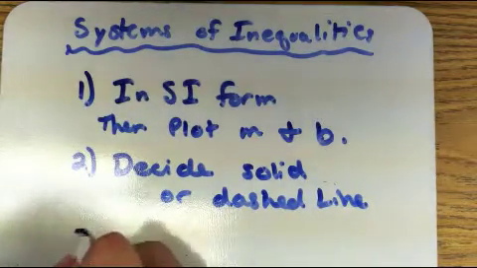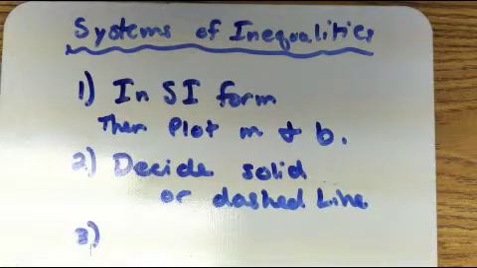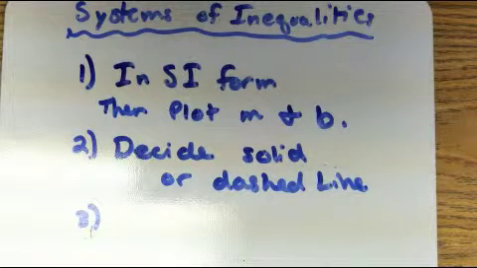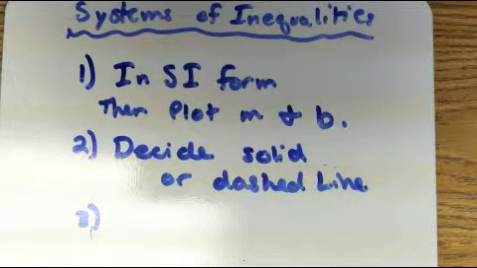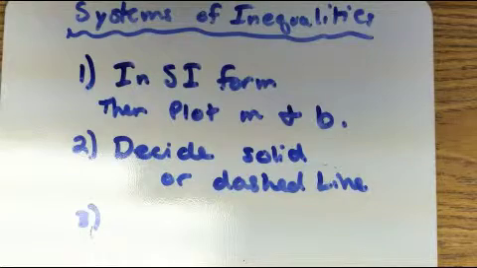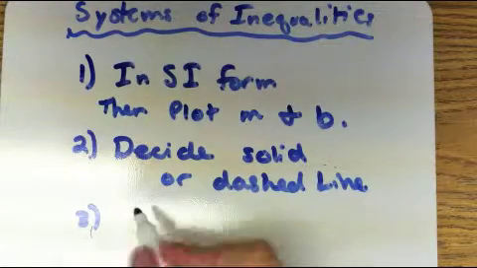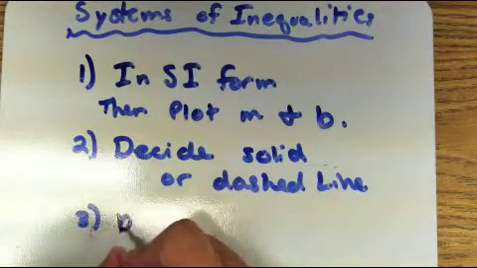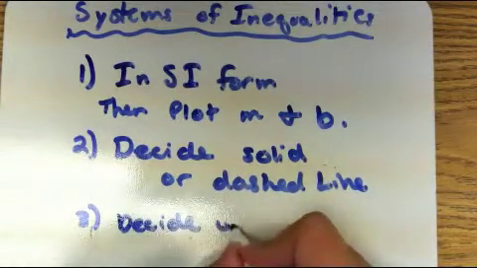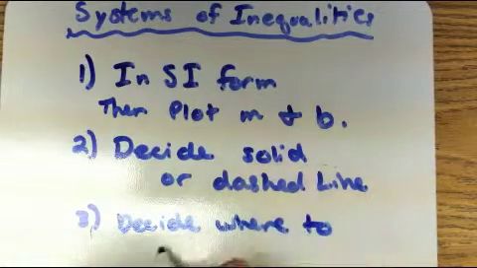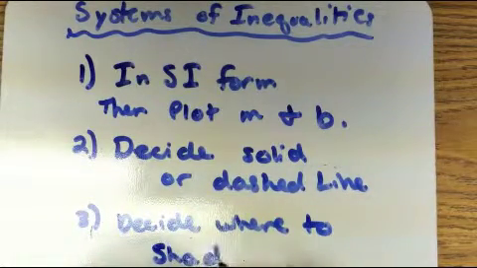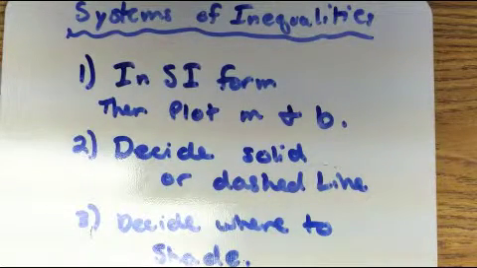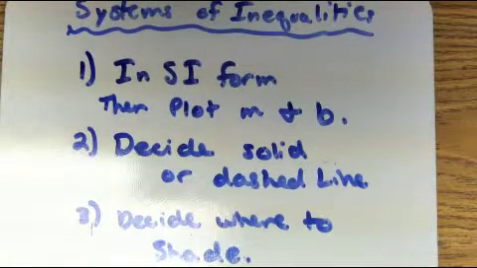Step 3. You are not done. I know this seems to get longer and longer, but you're not done. Step 3 is another thing that you did not see in linear equations when you graphed those, which is the whole shading part. Okay, you're going to need to decide where to shade. Okay, and how do we go about doing that? Okay, so you guys learned this yesterday. How do we go about deciding where to shade?